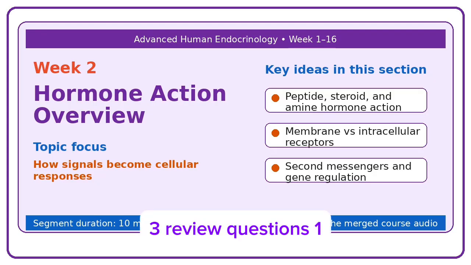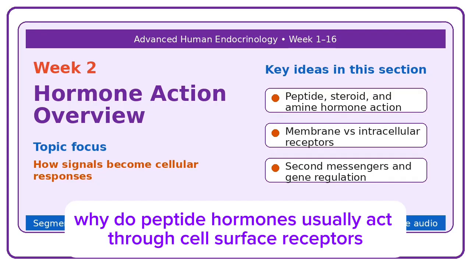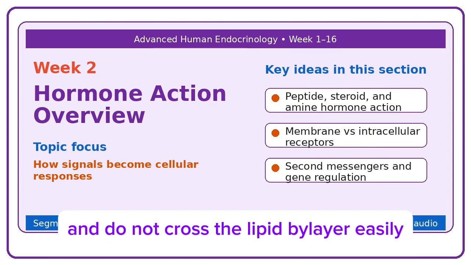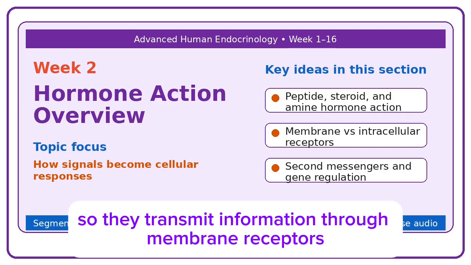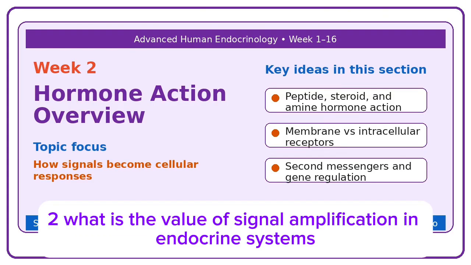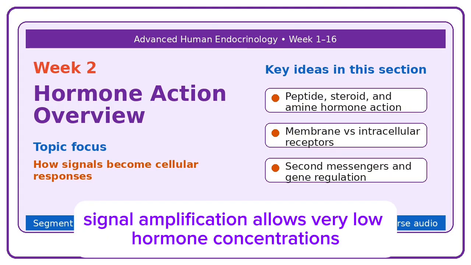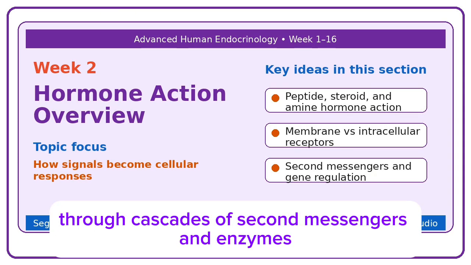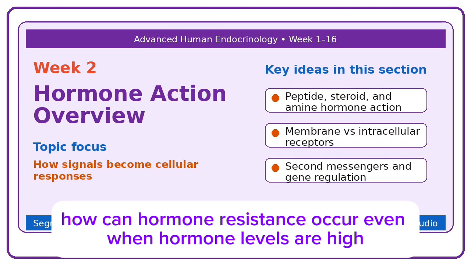Review questions. 1. Why do peptide hormones usually act through cell surface receptors? Because peptide hormones are generally water-soluble and do not cross the lipid bilayer easily, so they transmit information through membrane receptors. 2. What is the value of signal amplification in endocrine systems? Signal amplification allows very low hormone concentrations to generate large intracellular responses through cascades of second messengers and enzymes. 3. How can hormone resistance occur even when hormone levels are high?